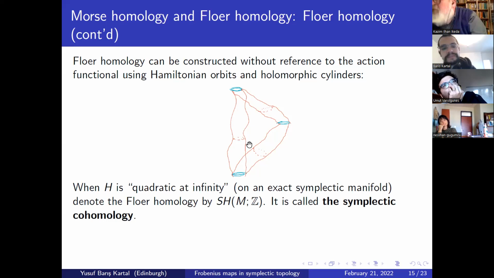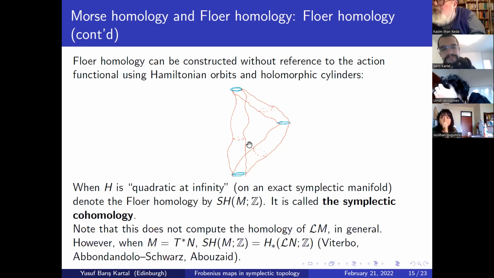And when H is quadratic at infinity, when it behaves in a certain way on an exact symplectic manifold, then you denote the Floer homology by SH^*(M), and it's called the symplectic cohomology. That's an invariant of the manifold. A small note here: it doesn't really compute the homology of the loop space.